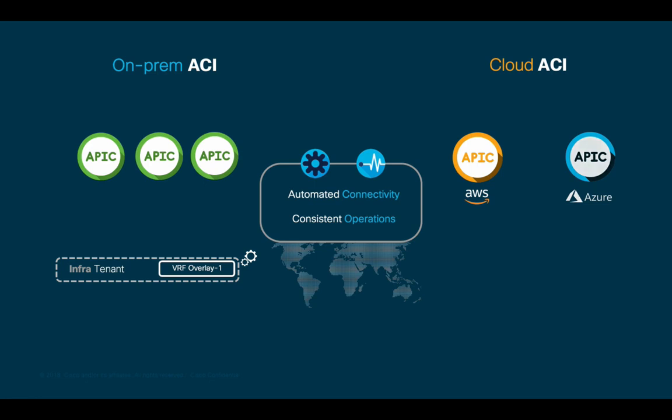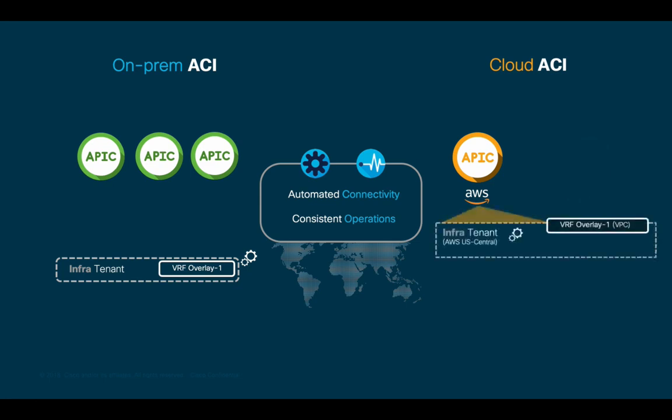In the cloud, this is very similar. Let's take AWS for example. Your APIC is running on the Infra tenant, which translates to the account you use in order to deploy your APIC in a specific region. As part of such automated deployment, a VPC was created to provide your cloud APIC with cloud networking services behaving as the Overlay 1 VRF.